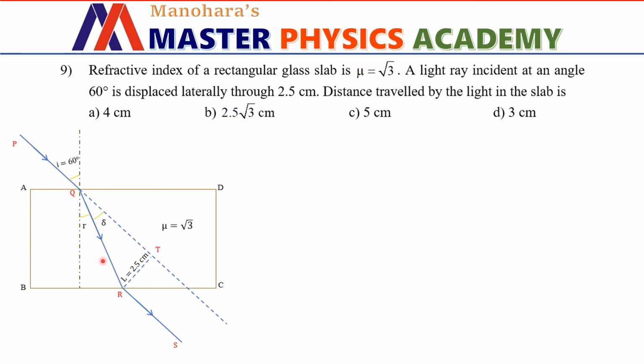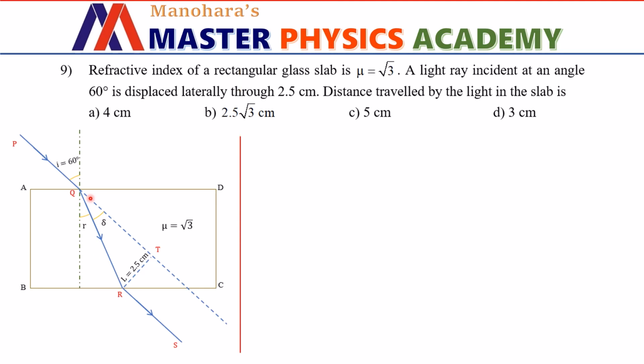The refracted ray bends towards the normal. The emergent ray RS moves parallel to the direction of incident ray, but with a lateral shift equal to 2.5 centimeter. The question they are asking is the path length traversed by the ray inside the glass slab. That means we need to find the value of QR.